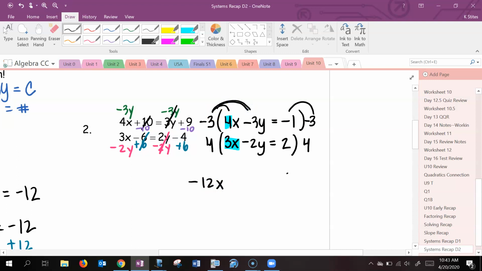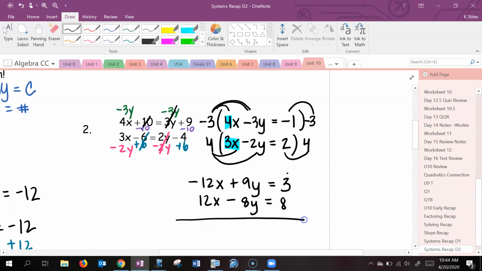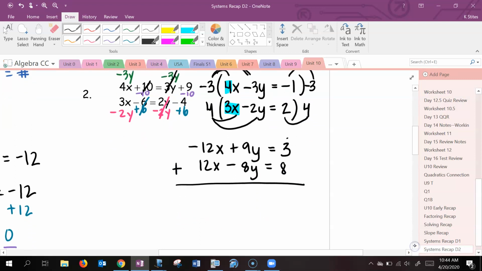-12x, -3 times -3 is +9. So 9y, and -3 times -1 is +3. And now I'll distribute my 4, 12x, 4 times -2, -8y, 2 times 4, 8. And we are always adding here. All right, x's will cancel. 9 plus -8y is 1y. 3 plus 8 is 11. And you can divide by 1 if you want, but it's just y is 11.